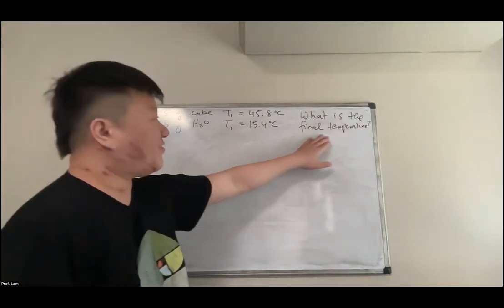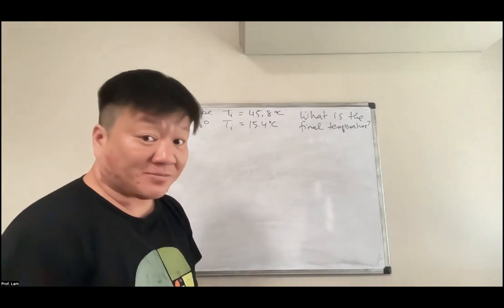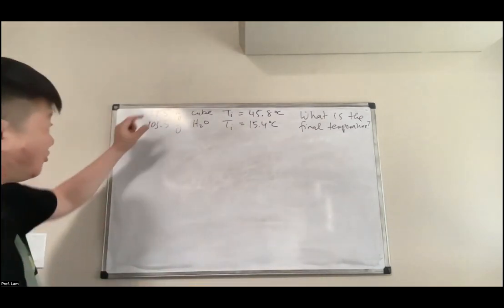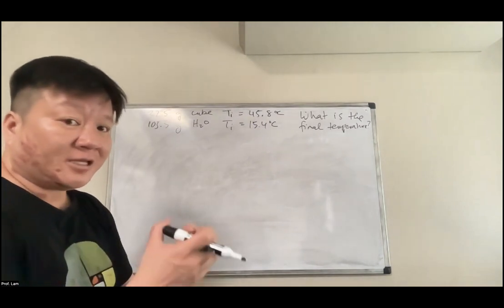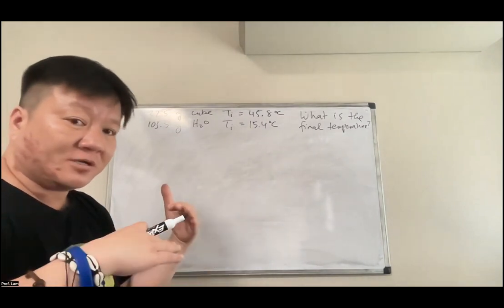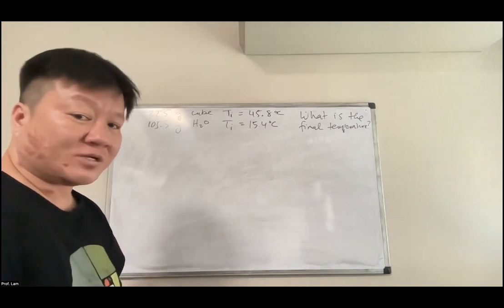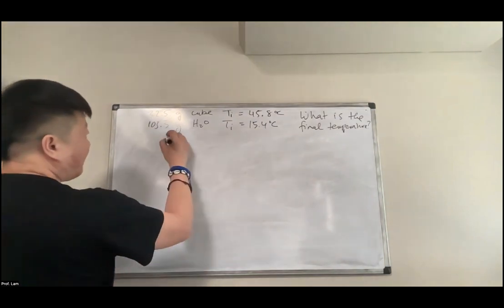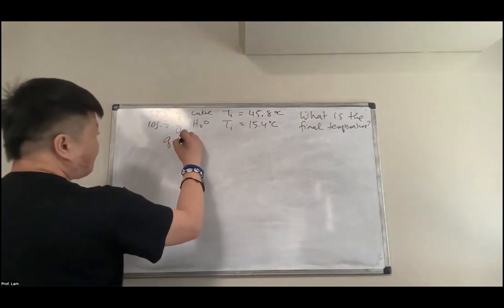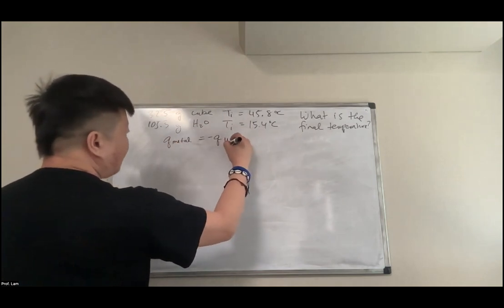So why doesn't it say what is the final temperature of water and cube? Well, because they're both going to be at the same temperature once they equilibrate. So what you're doing is dropping a hot cube into water, and so the cube will decrease its temperature. The water will increase its temperature until they're at the same temperature. And that's what it's asking us: what is the final temperature? Okay, so again, we have to write Q metal is equal to negative Q of the water.